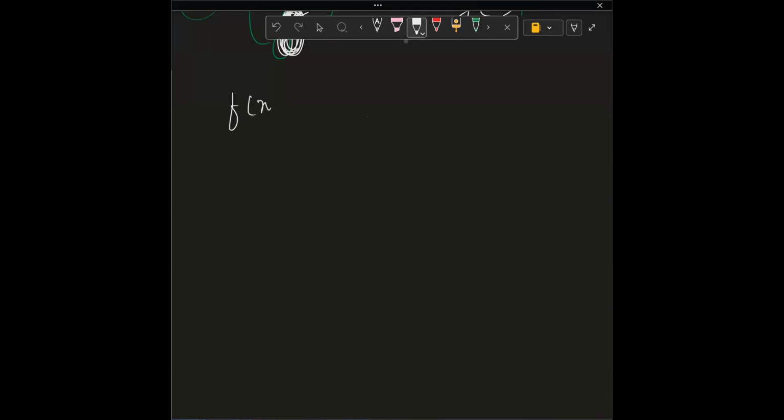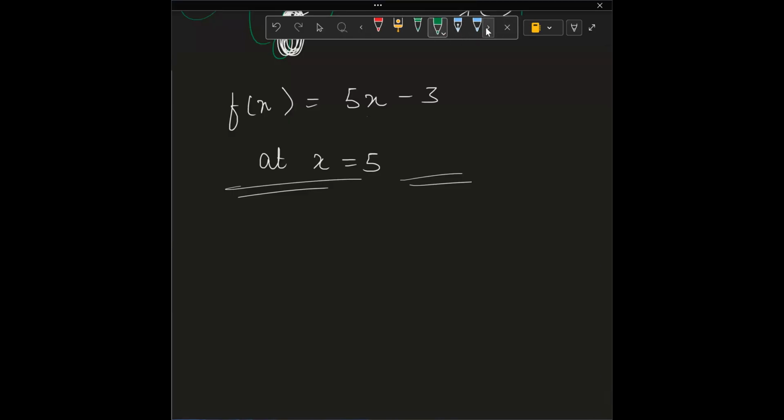Your function is 5x minus 3, and you have to check at x equals 5. You both are getting not continuous. So the limit as x tends to 5 of f(x) should equal the function value at x equals 5.